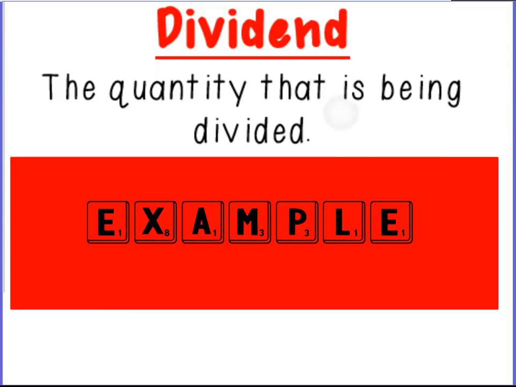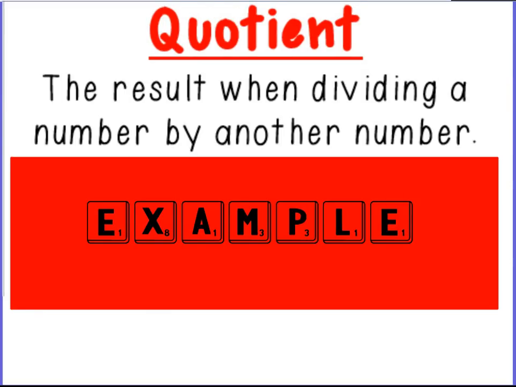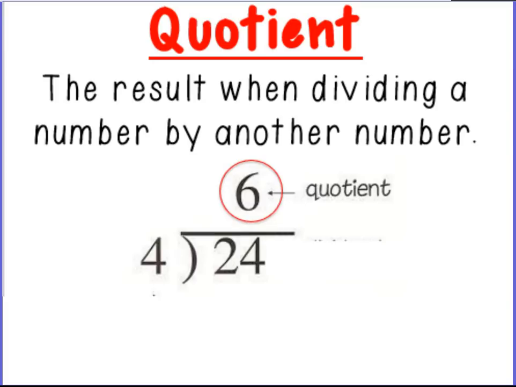All right, then you have the dividend. The dividend is the number that's being divided. So in this case, with our same examples, 40 is being divided by 8, so 40 is the dividend. In this case, 56 is being divided by 14. And if it was in fraction form, 40 over 8, it would be 40. All right, quotient. The quotient is the result or the answer we get when dividing a number by another. So if I did 24 divided by 4, I would get 6, and 6 would be my quotient.